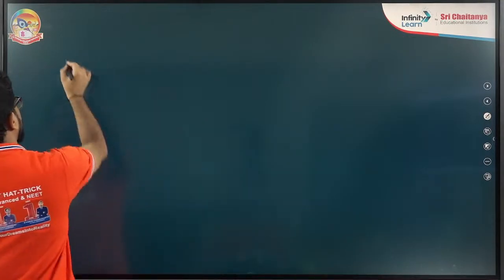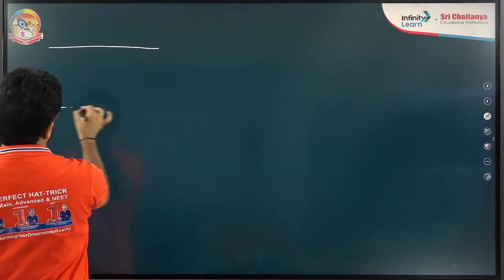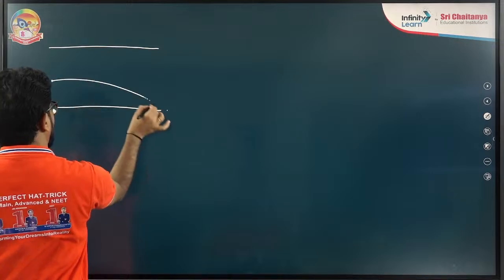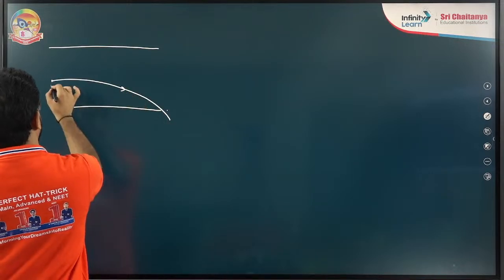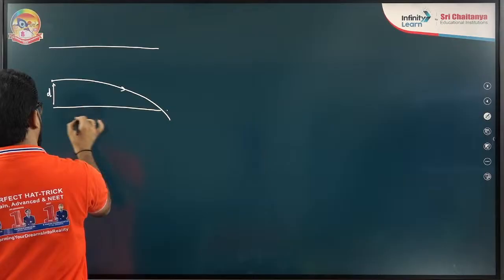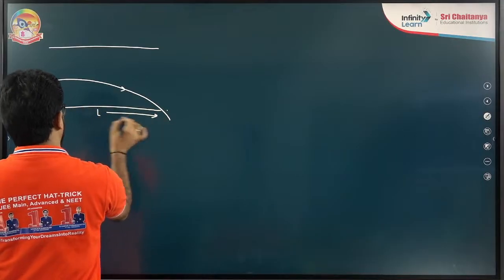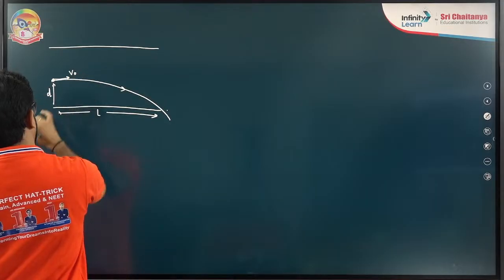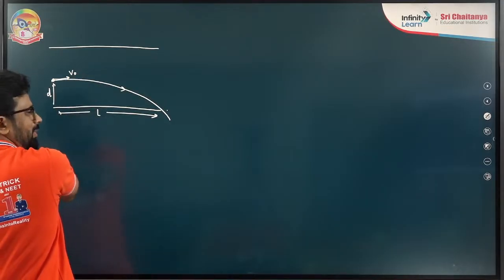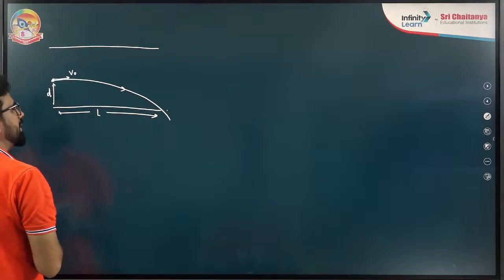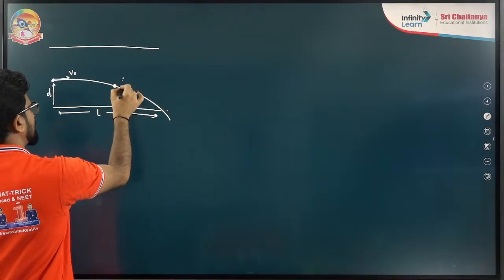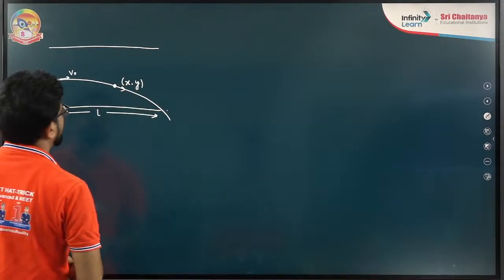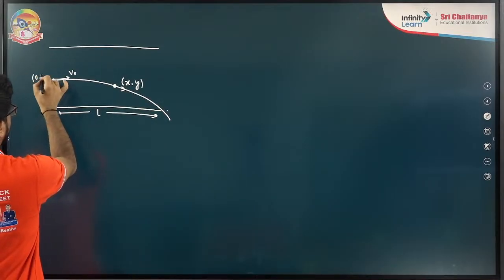What is given to you? This is the path, and this charged particle is moving like this. This distance is given to you, d. This is L. This initial velocity is v naught. So I am taking any general point. Suppose this is x comma y. Taking this as the origin, 0 comma 0.